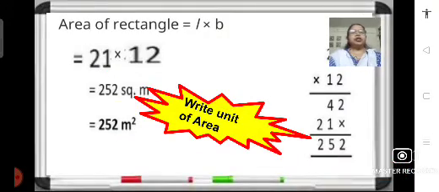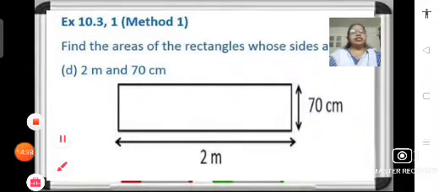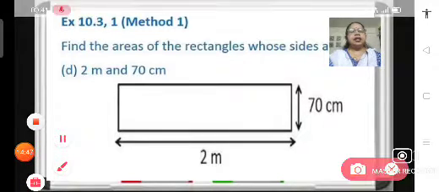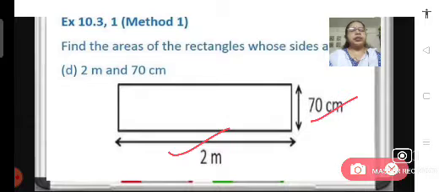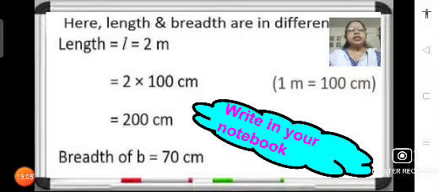Now, let's move on to the next problem. It is problem D of exercise 10.3, question 1. Find the area of the rectangle whose sides are 2 meter and 70 centimeters. So, 2 meter is the length of the rectangle, 70 centimeter is the breadth. We can see both the dimensions, that means length and breadth, are in meter and centimeters. They are in different units. So first we have to convert them into a single unit or same units.